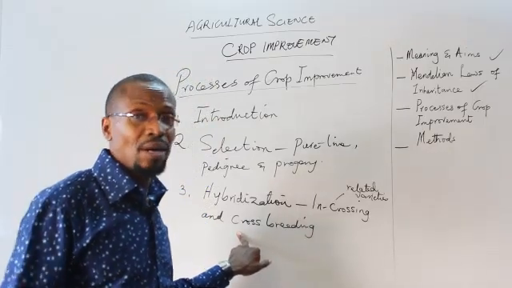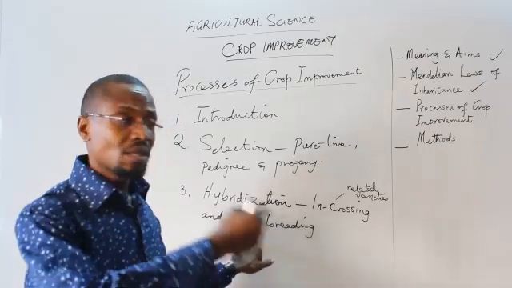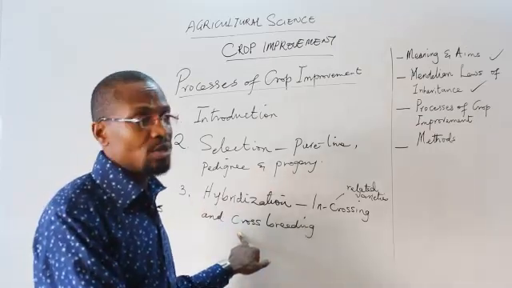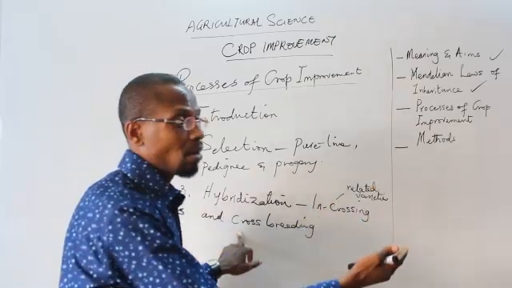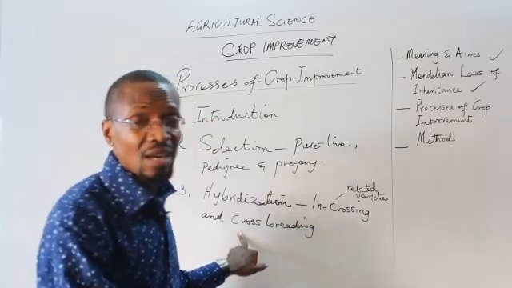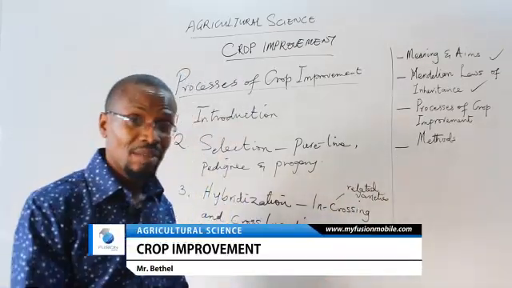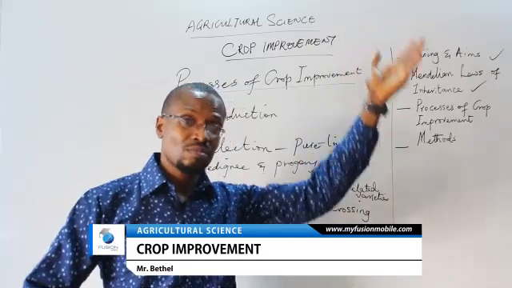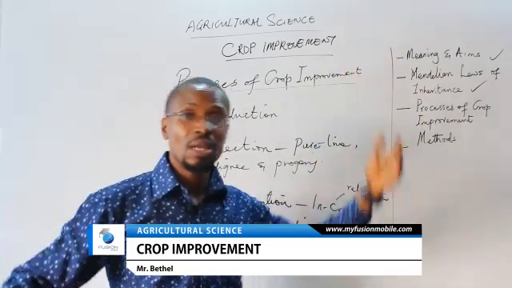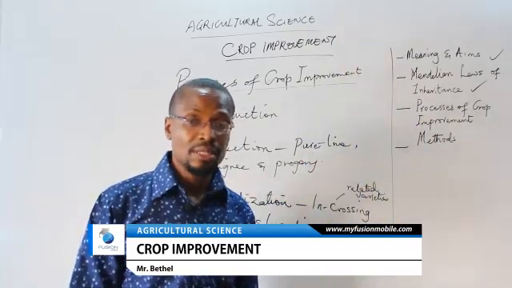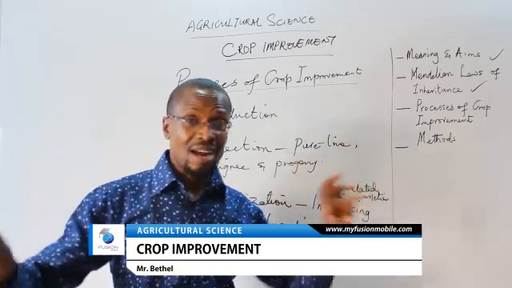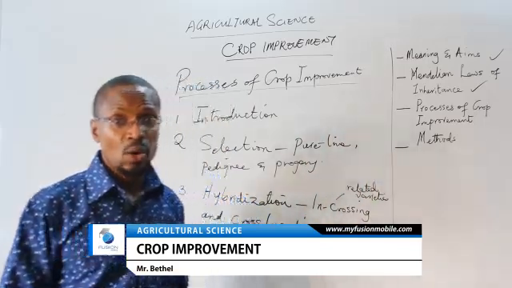We can be talking about yellow maize with white maize. We can be talking about crossbreeding the tall and the short maize. A whole lot of characteristics come to play, okay?